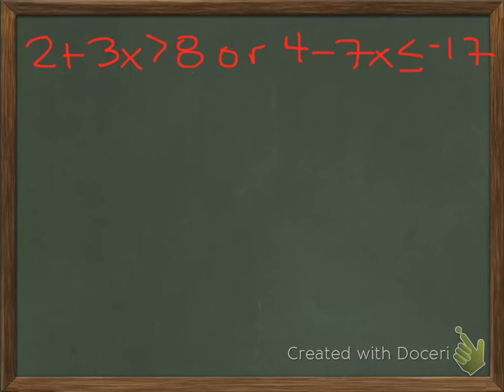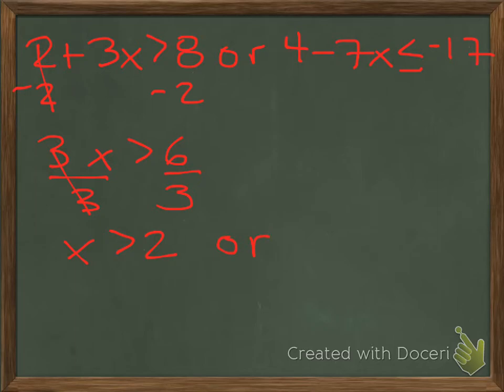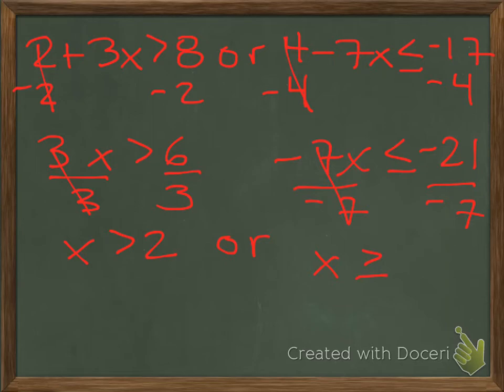Here's another or with multi-steps, so we're going to subtract by 2 first. 3x is greater than 6, and divide by 3. x is greater than 2. Or, again, subtract by 4, that's a positive 4. This time I bring down the negative 7x, because that minus sign applies to the 7, not the 4. This becomes negative 21. And I divide by a negative, which flips my symbol to be greater than or equal to 3.